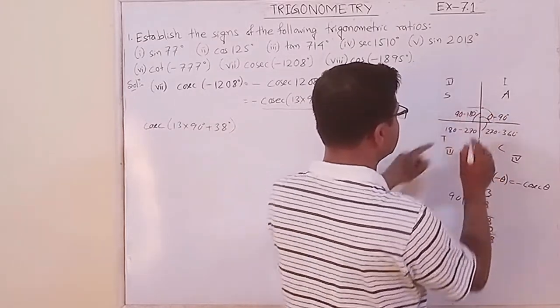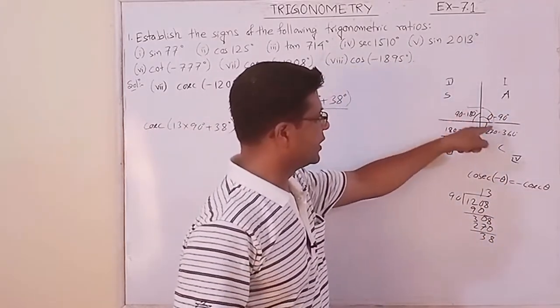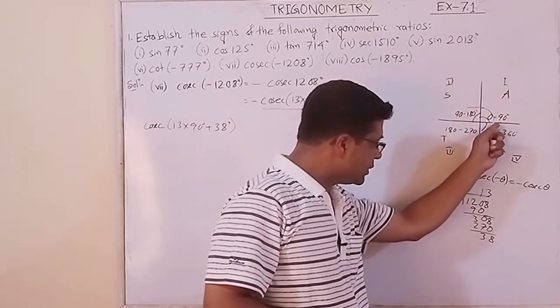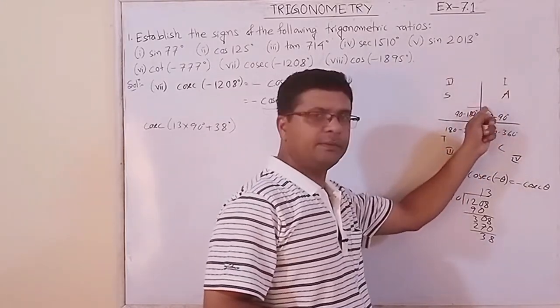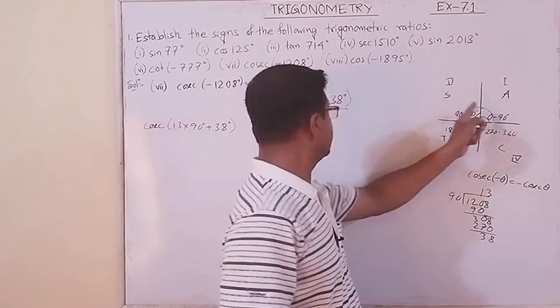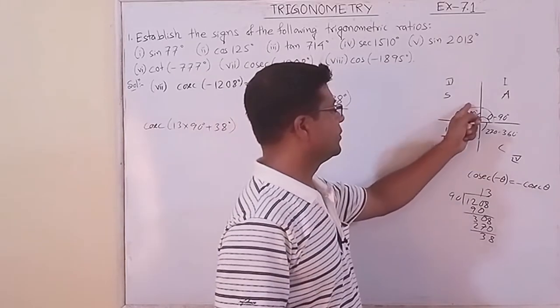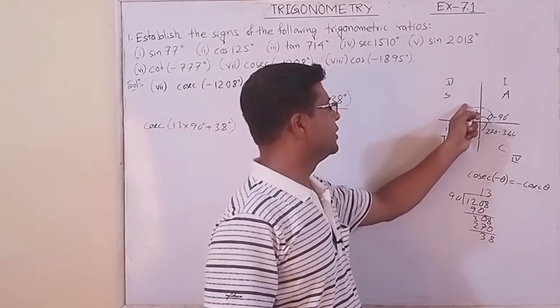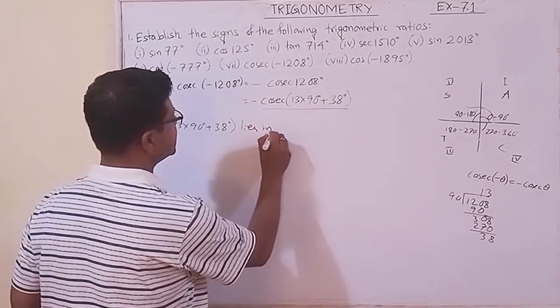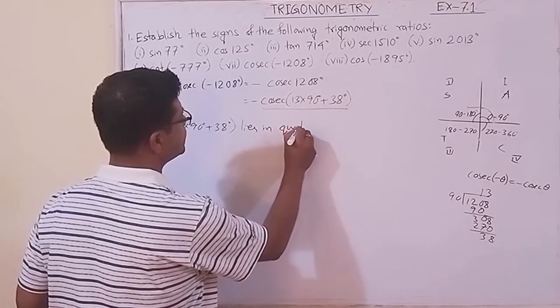Plus 38 means it comes in the second quadrant. 4 times, 8 times, 12 times, up to 12 times, then 13 times. Then 13 into 90 plus 38 will come here. So it lies in the second quadrant, quadrant 2.